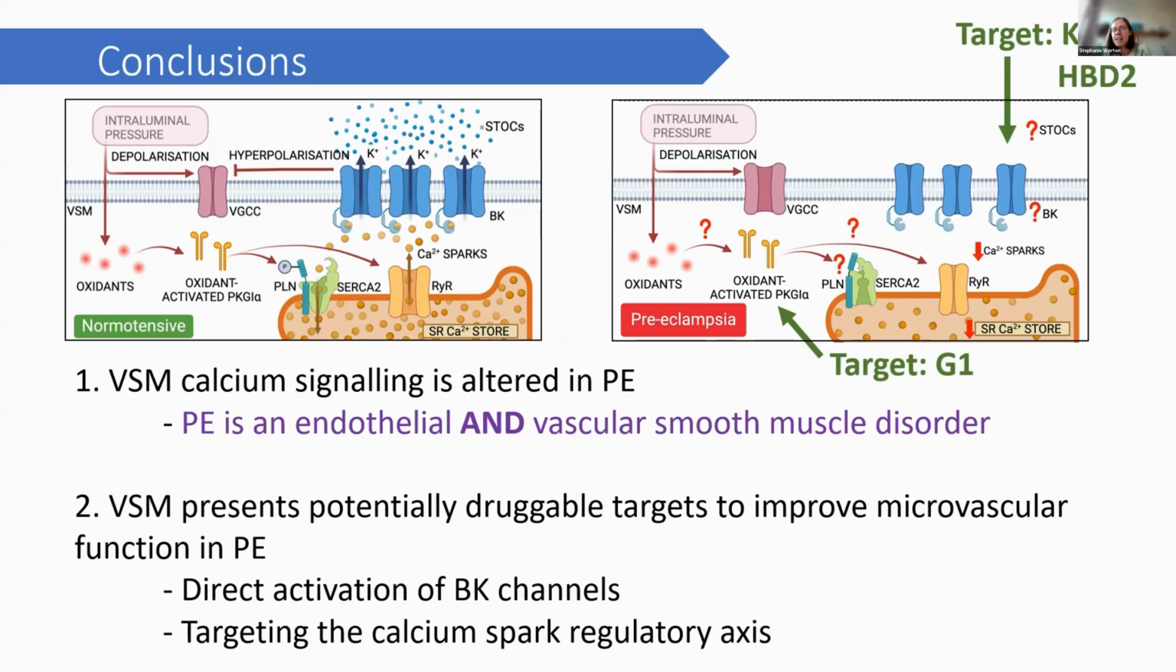We have seen changes in the calcium leaving the sarcoplasmic reticulum, and we've seen changes in the amount of calcium in the sarcoplasmic reticulum. And this has led us to hypothesize that the primary defect may lie upstream here in oxidant activation of PKG. If so, we may be able to intervene at this point with novel antihypertensives, which are currently under investigation within our group and by our collaborators, that directly activate PKG1 alpha, with the intention of fixing the underlying vascular deficit in order to not just bypass the problem, but to restore physiological control of the microvasculature in preeclampsia.